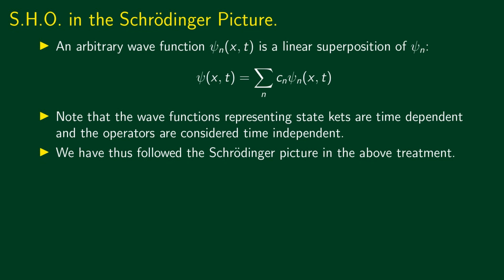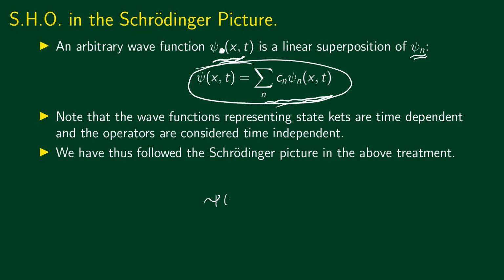Now, as we said before, an arbitrary wave function is a linear superposition of all psi n. An arbitrary wave function psi of x comma t is a linear superposition of all psi n. So this is the general solution with the time evolution. We write psi of x comma t is equal to sum over n cn psi n of x comma t, or psi of x comma t is equal to sum over n cn un of x e raised to minus i omega n t.